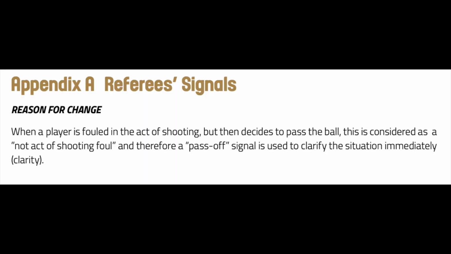They added a pass-off signal to clarify the situation immediately that it is not in the act of shooting because a player passed out of the act of shooting. This can help when coaches are on the bench area and can't see why it's not active shooting when they thought their player was in the act of shooting. And so when the official showcases that signal, they go, oh, that's why we're not shooting free throws on it.